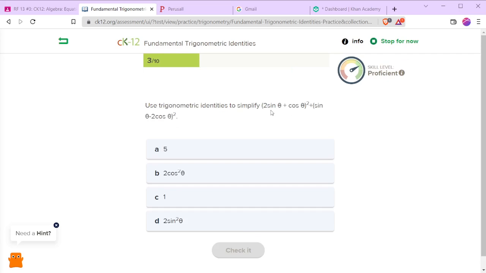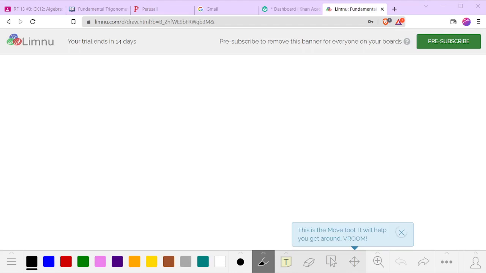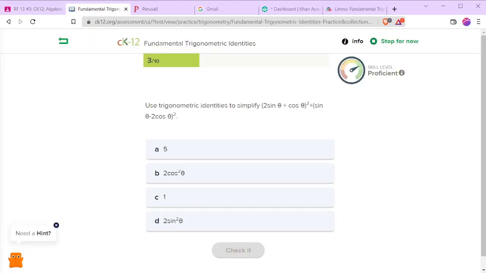Here we want to use trigonometric identities to simplify 2 sine theta plus cos theta squared plus sine theta minus 2 cos theta squared. So give me a moment while I open a whiteboard. Alright, I've now created a Limnu account, which is free. So let's take a look here.